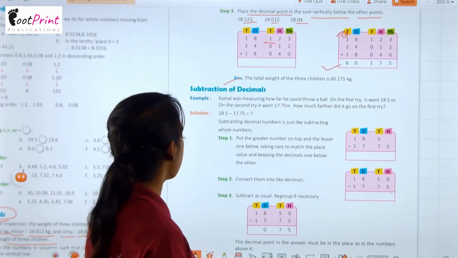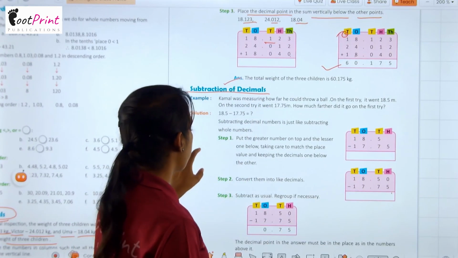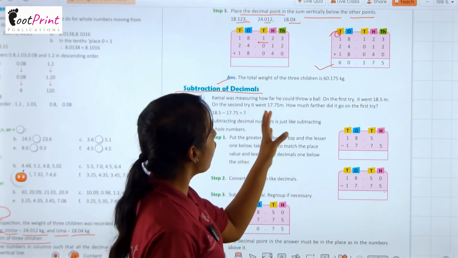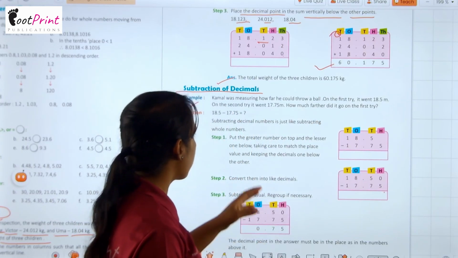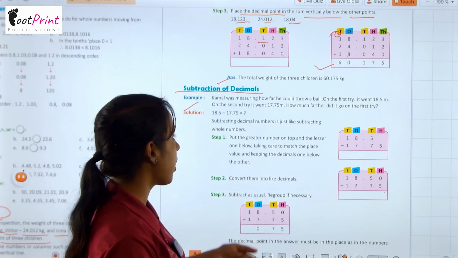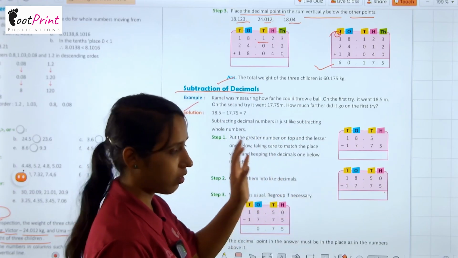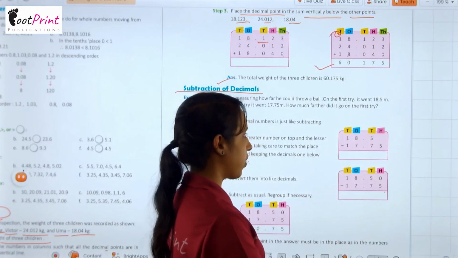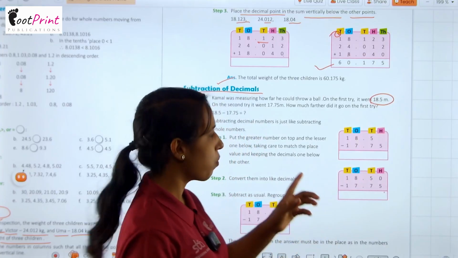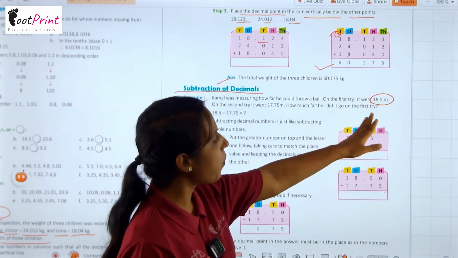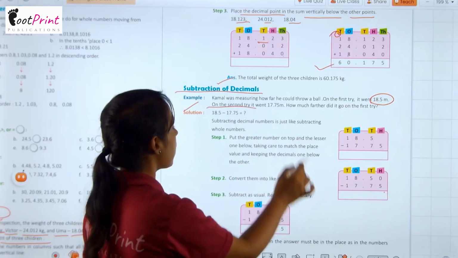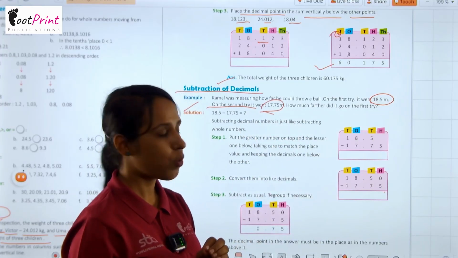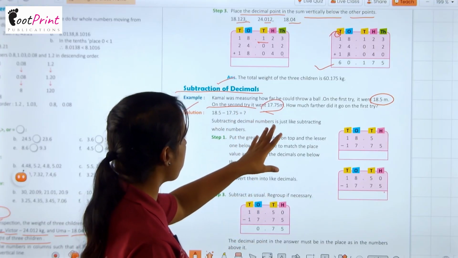Now we will learn subtraction of decimals. So here an example is given. Kamal was measuring how far he could throw a ball. तो कमल क्या कर रहा है? मेजर करता है कि वो कितनी दूर तक बॉल फेंक सकता है. ठीक है. So on the first try it went 18.5 meters. And on the second try it went 17.75 meters.